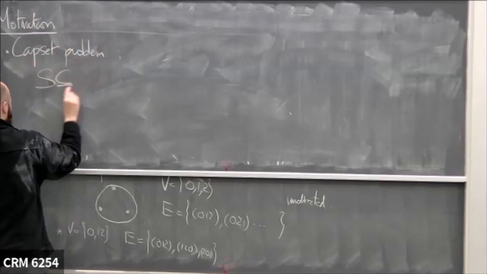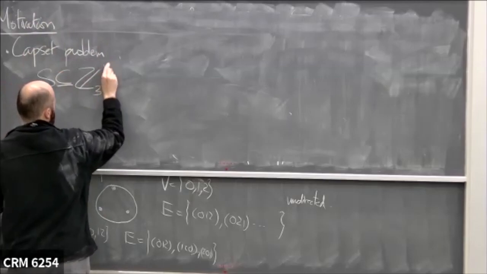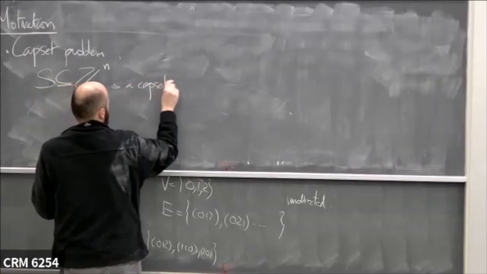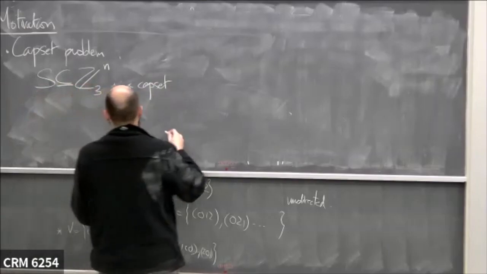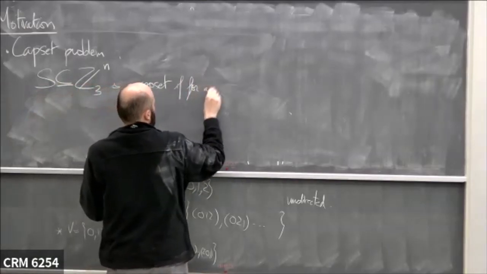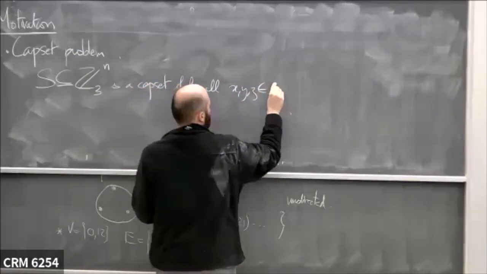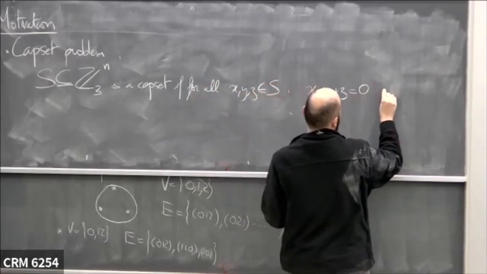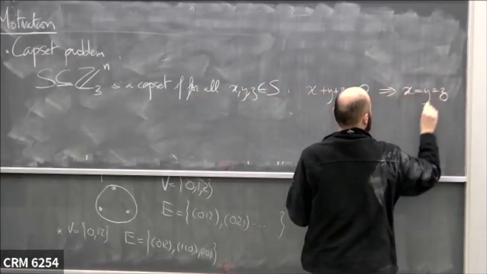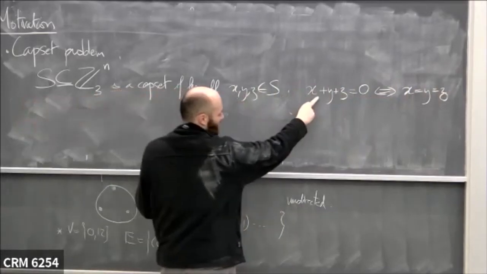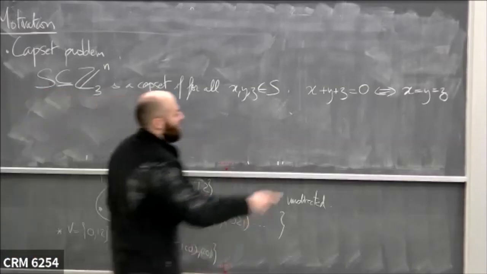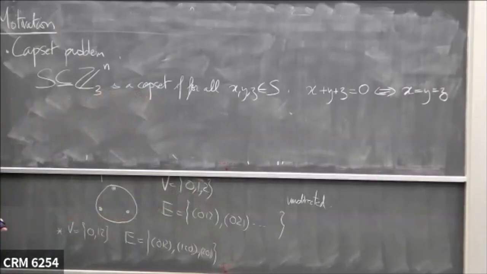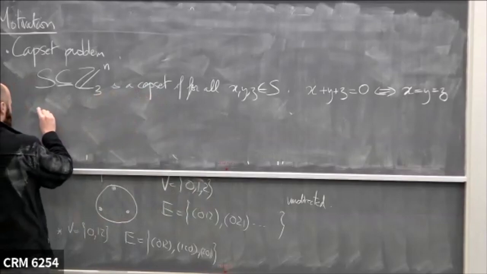So what is the capset problem? You want to find a subset S of Z3 to the power n. It's a capset if it doesn't have arithmetic progressions of length 3. What does that mean? For all x, y, z in S, the two things are equivalent: x plus y plus z equals 0 implies that x equals y equals z. Of course, here it's all in Z3, so the addition is in Z3. If x equals y equals z, then this is the case, but the opposite should also hold.